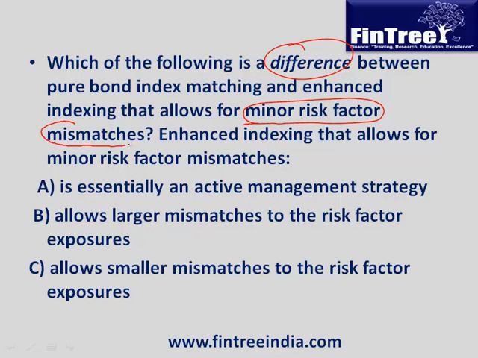Minor risk factor mismatches, is it first, second, or third? Third one. Is it an active strategy? No, it's a passive one. The first three are passive, the last two are active. So A is not the answer. Now it's a poor option in a way, because if the strategy is minor, it cannot be larger mismatches. So of course the answer in this case is C.